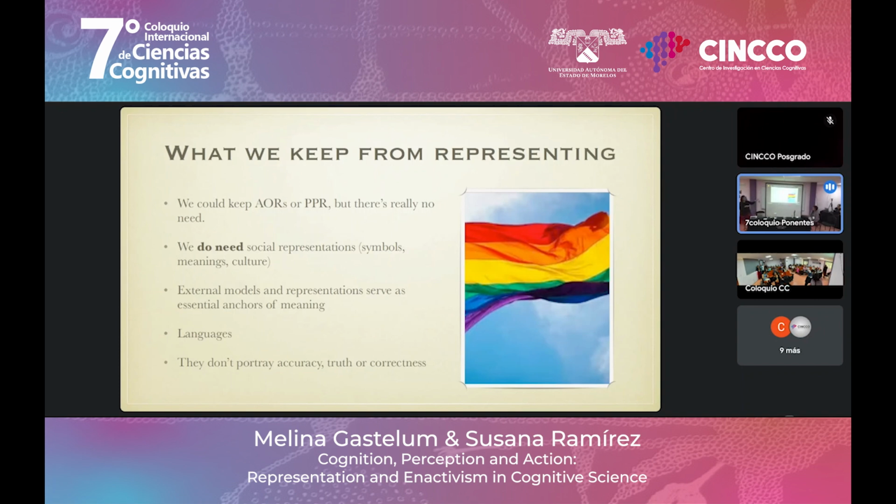And we need that because there are external models and representations that serve as anchors for meanings for our bodies. We mean things around culture, around artificial material culture, etc. And what is important is they don't portray accuracy, truth, or correctness. They just portray meanings, and meaning is going to become important.